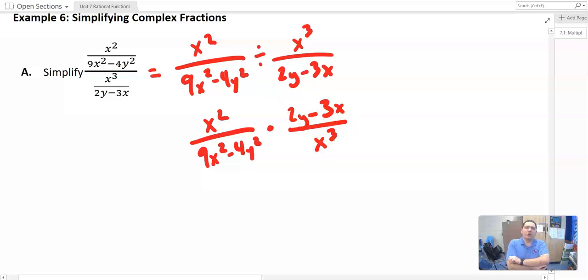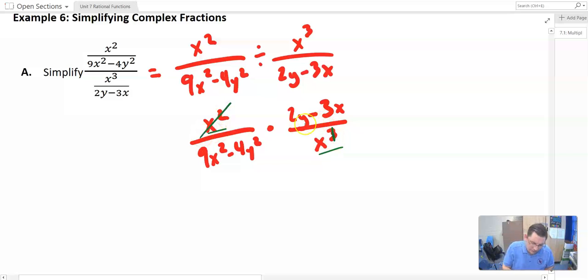Now, you're going to look at this problem and say, okay, the x's are going to cancel because there's one over here and there's one down here, but the other two look kind of weird. We'll get to those in a minute. Let's do the easy part first. So we got an x squared and x cubed. Remember, those are powers, so we're subtracting. This will cancel. The power here goes to 1.